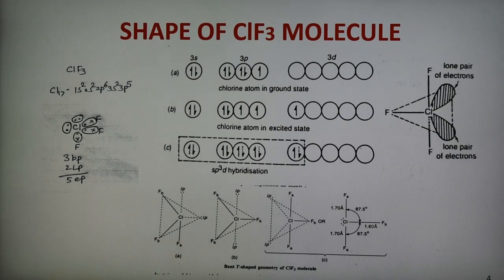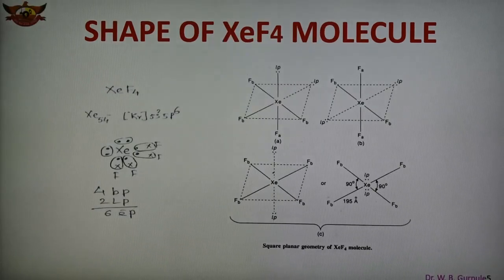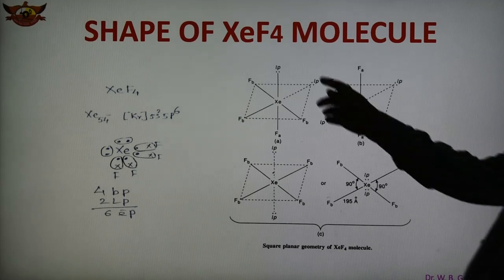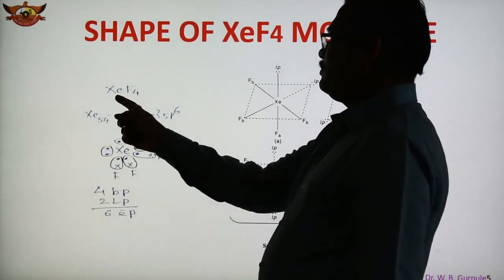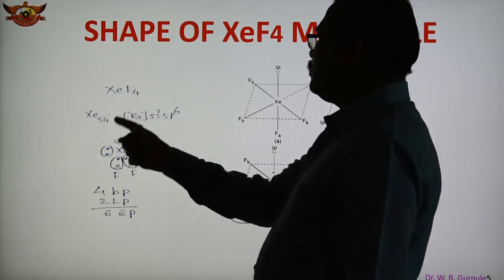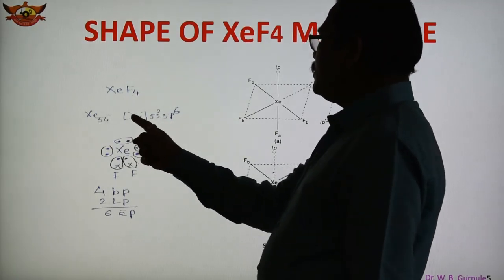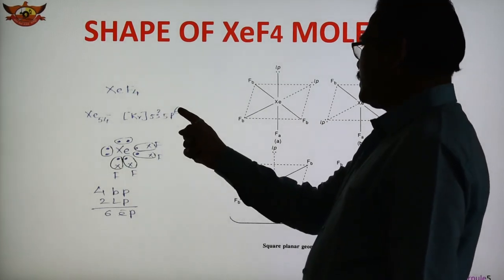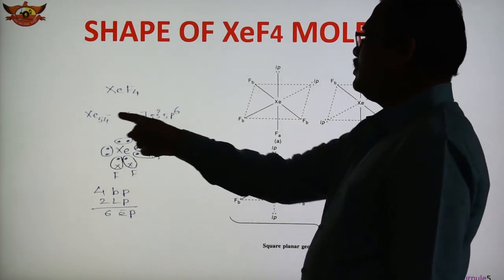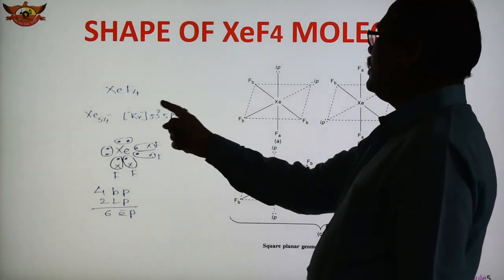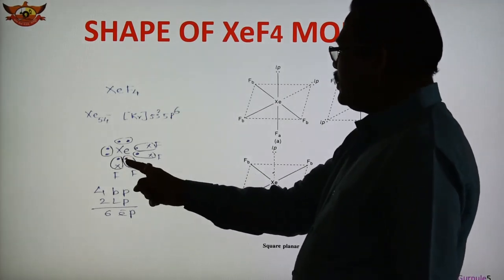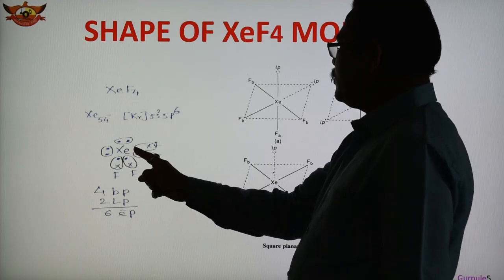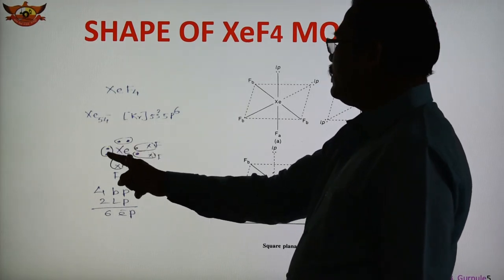So this is a second example. Next example is xenon tetrafluoride molecule. In case of xenon tetrafluoride, the central atom is xenon and four surrounding atoms are fluorine. Xenon atomic number is 54, so the valence shell configuration is 5s2 5p6. So total 8, this is a noble gas, so 8 electrons are there in the valence shell. So 8 electrons shown here, 1, 2, 3, 4, 5, 6, 7, 8.